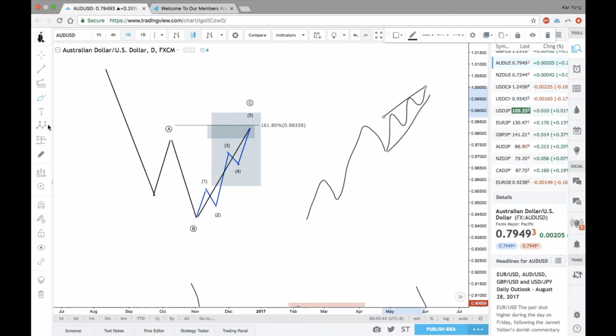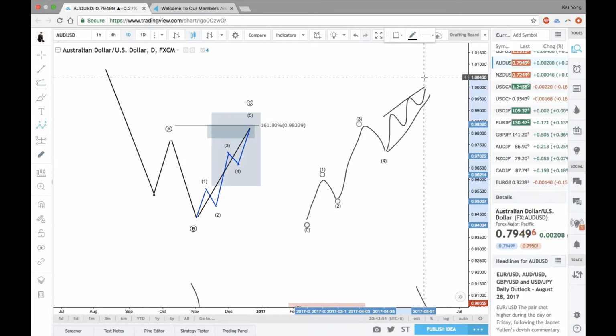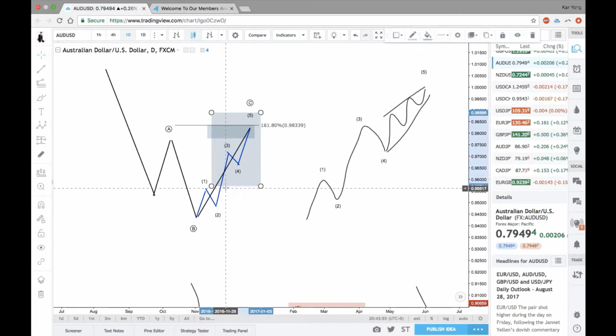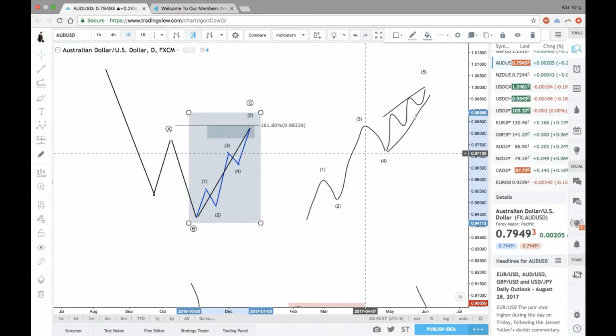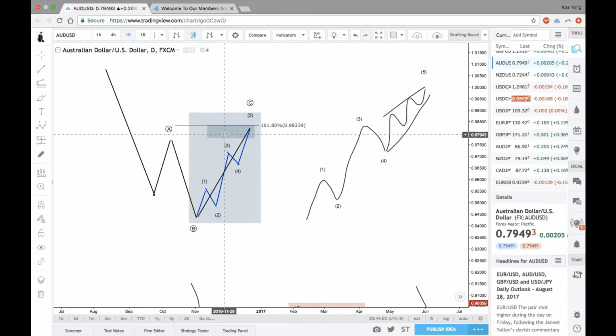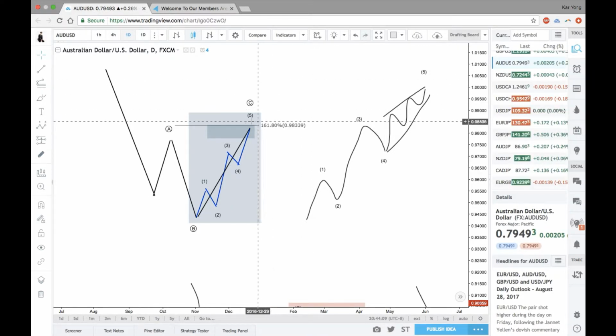So if I put my labeling, it looks like this: 1, 2, 3, 4, 5. This 5 here is an illustration of how you can expect it to form. So when you see something like this and it is in confluence with your ABC expanded flat expectation, you have a very high chance of catching the end of the expanded flat.